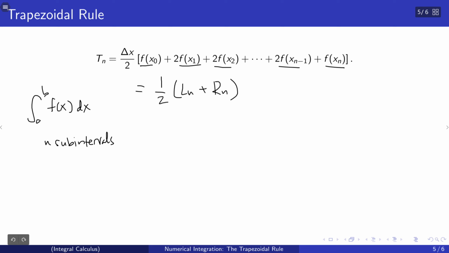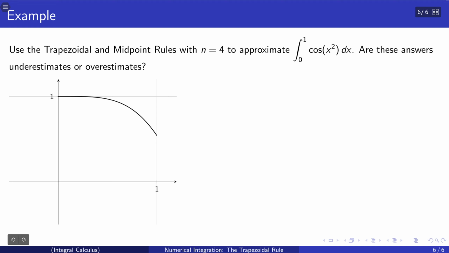And so let's do one example here, to compare the accuracy of the trapezoidal rule and the midpoint rule. Let's say we have the function cosine of x squared. So this is the graph of cosine x squared here from 0 to 1. And we'd like to use both of these rules to approximate the value of this integral from 0 to 1 using n equals 4 subintervals.